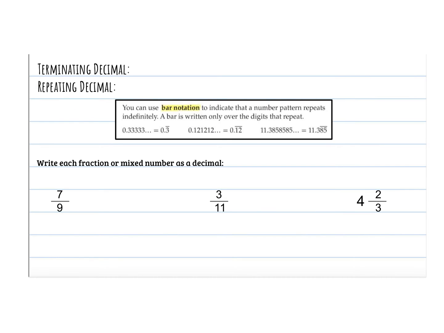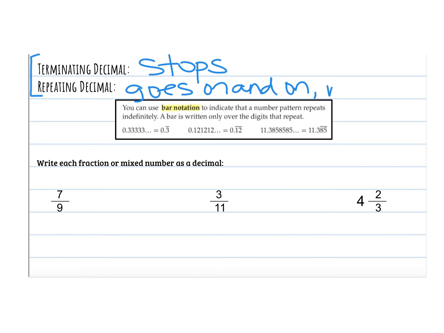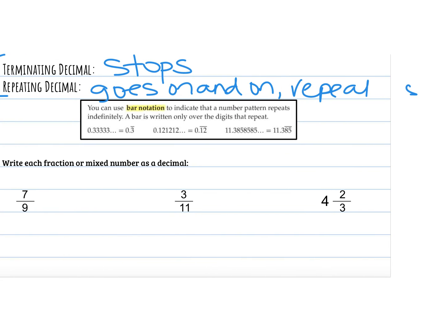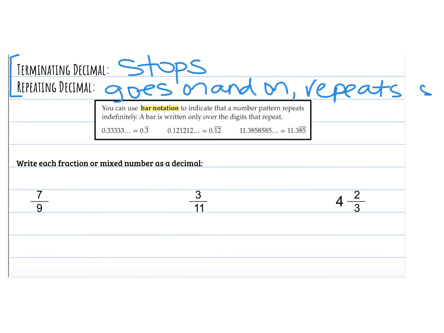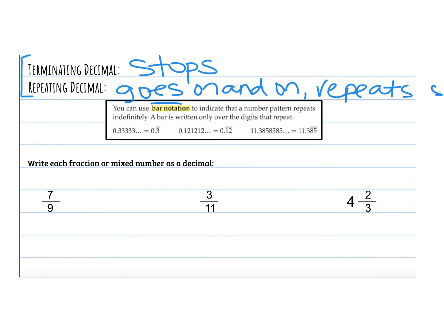Okay, two more vocab words that I want you to write down: terminating decimal and repeating decimal. A terminating decimal is a decimal that stops. We'll make it a super easy definition. A repeating decimal goes on and on, and it repeats. Just like the word says. And then bar notation is what we would use to show that it's a repeating decimal.